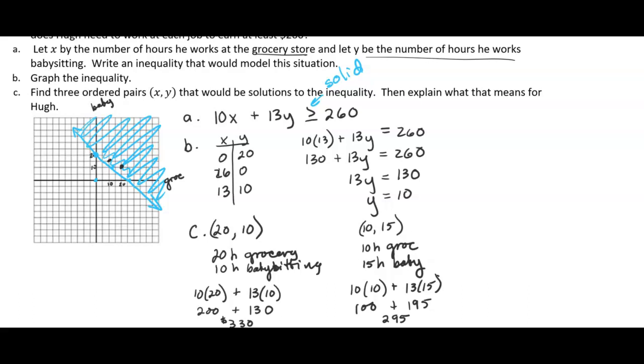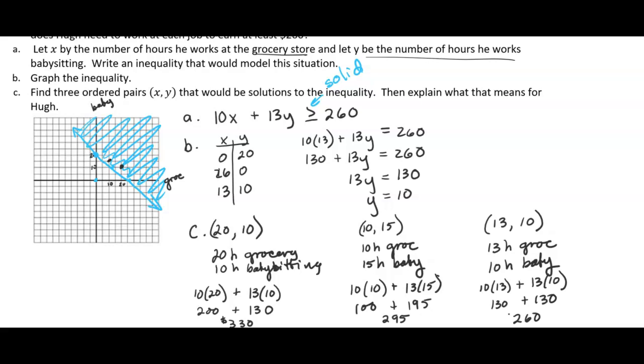What's another solution that works? Well, we could actually pick any of the solutions that we chose. So our 13, 10 that we picked earlier, we could use that. So it means he's going to work 13 hours at the grocery store, 10 hours babysitting, and we already know that that's equal to 260, right? But we can write it out. So 10 times 13 plus 13 times 10, and that's going to be 130 plus 130, which is 260. So we're right at the limit there, but it's at least $260. So, all right, that would be the meaning on that problem.